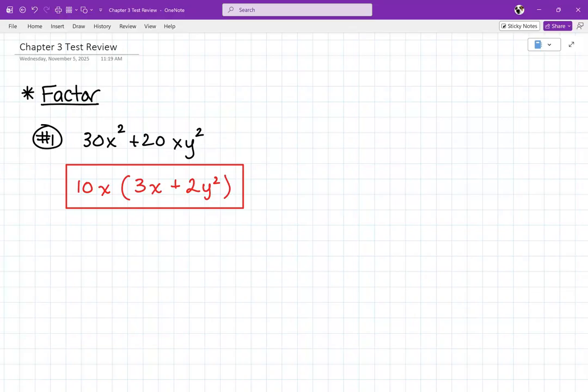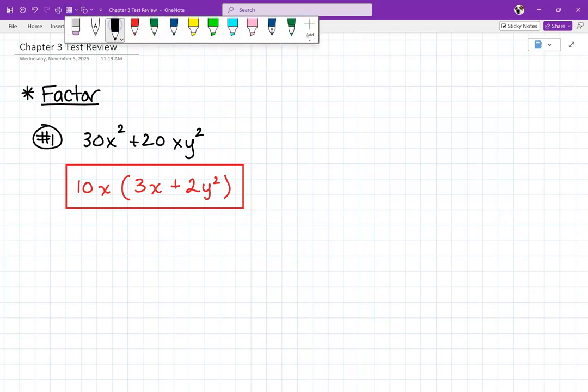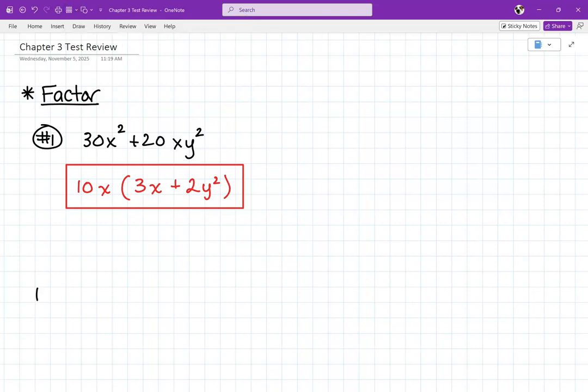Okay? If you ever want to check if you did it right, guys, you can always multiply it back in, right? So 10x times 3x, that's 30x squared. 10x times 2y squared is 20xy squared. If you multiply it back in, you can check to see if you get the original problem. If you do, that means you factored it right. Okay? You can always check your work. That's kind of nice with math most of the time. You can always double check to make sure that you're doing something right.